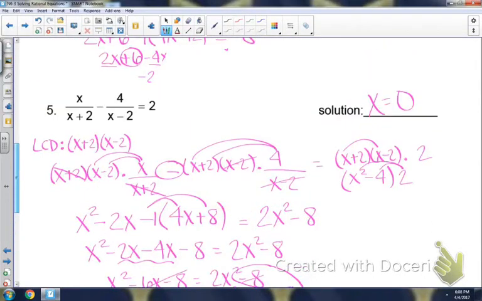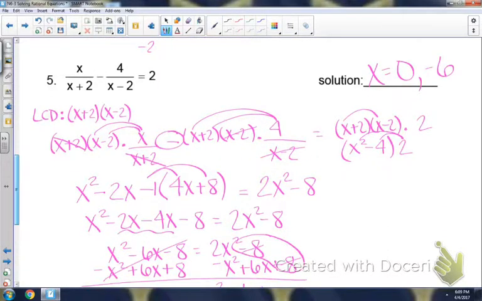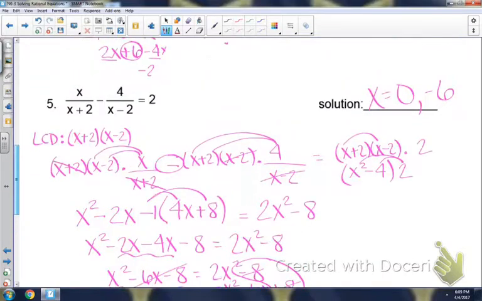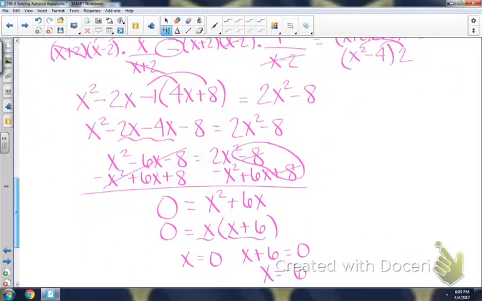Negative 6 plus 2, negative 4. Negative 6 minus 2, negative 8. So that does not cause your denominator to be 0 either. So both of those would be good solutions. If you wanted to check it completely, you could plug in both of those and then work it out. Okay, so x equals 0 and negative 6 on that one.